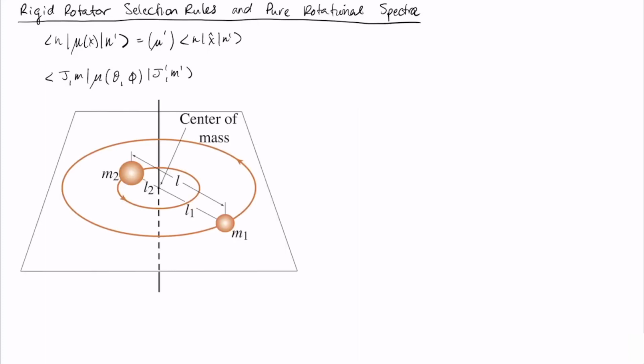To figure out what the functional form for this mu as a function of theta and phi, or in other words, the dipole moment as a function of theta and phi, to figure out what this ought to be, let's look at our diagram again for a rotating diatomic molecule. And imagine for a second that M1, which is the lighter atom as we're sitting here, is maybe slightly positively charged, while M2 is slightly negatively charged, which means that there's a dipole moment that points from atom 1 to atom 2.